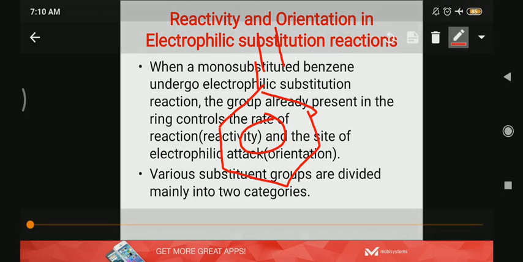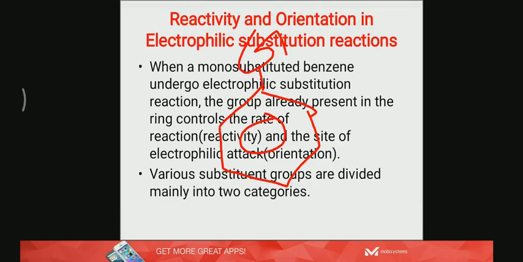Now what if benzene carries one group already? Like this, you have a group here, some functional group. Then two questions come. One is, what about the reactivity or rate of reaction? Whether the presence of this group will increase or decrease the reactivity compared to benzene itself. The second question is more important. That is, where does the substitution take place? The site of electrophilic attack, or what we call orientation.